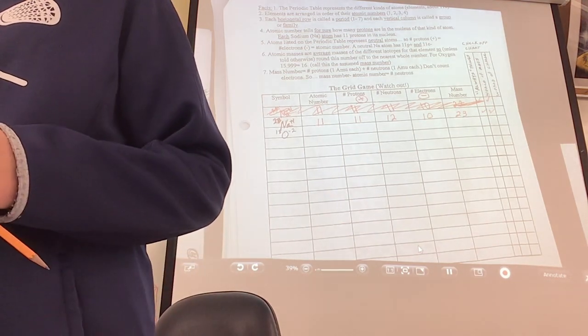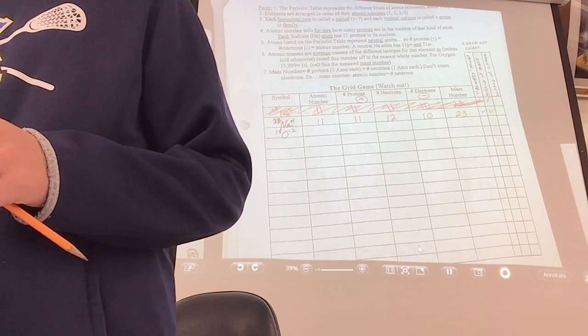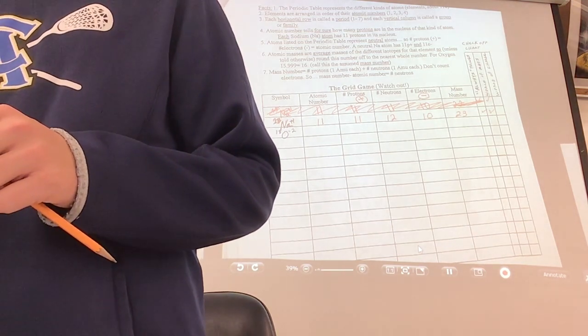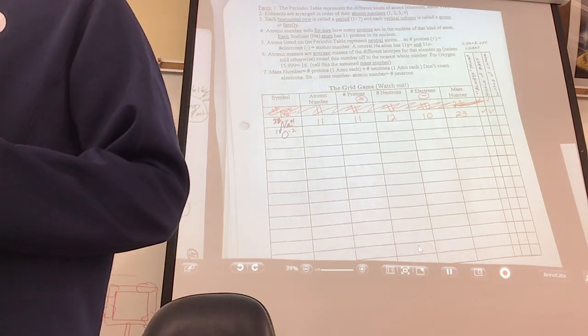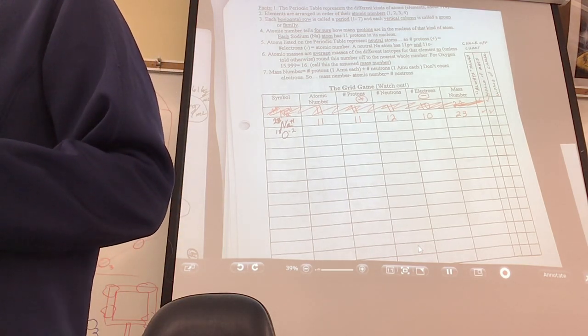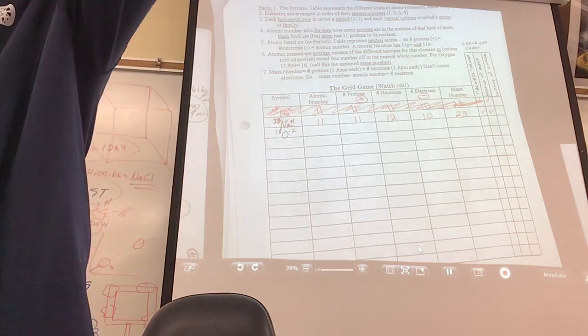The rules of the grid game are you're not allowed to write any number on that paper until you can explain to them how you know that's the number that goes down there. Did I forget to tell you that rule? Anyway, thanks for volunteering, though. All right, I'm ready. Okay.